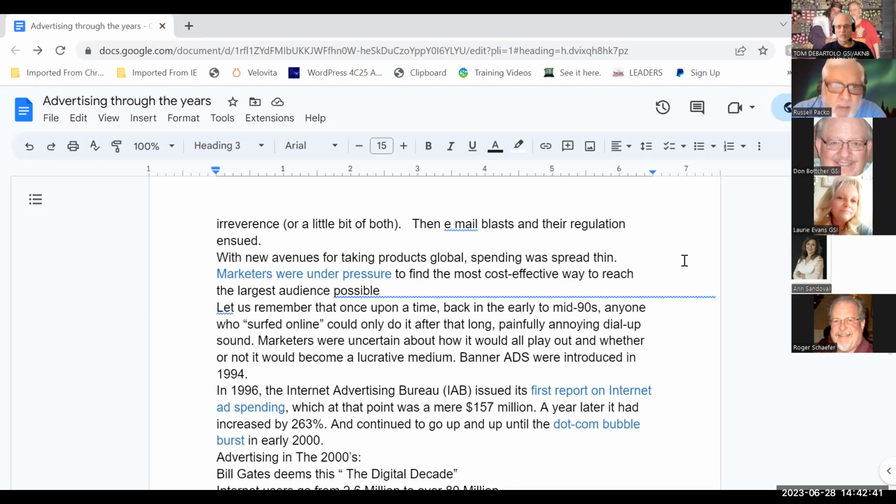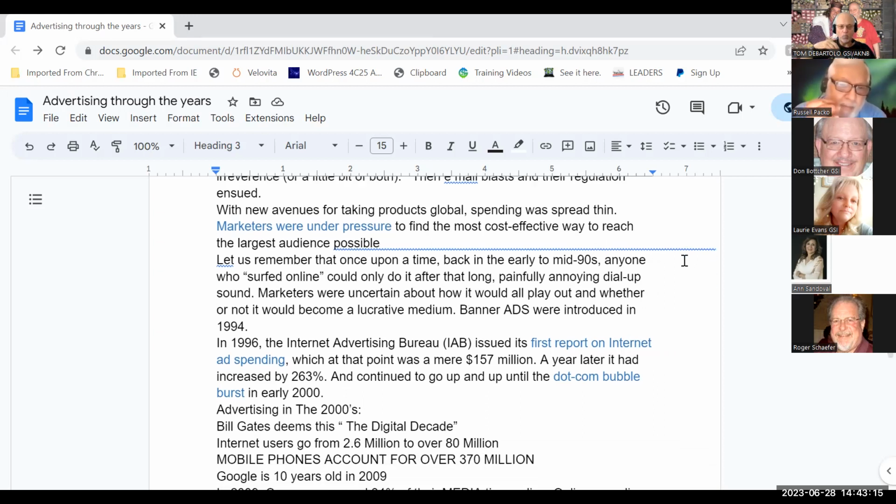I remember getting on my email in 1995 and having about 30 ads there and 2 emails from people that I actually wanted to consume, and that was it. It was a day that was just like, man, why am I getting all these ads? It was a new thing that occurred, and therefore they used it. With new avenues for taking products global, spending was spread thin. Marketers were under pressure to find the most cost-effective way to reach the largest audience possible.